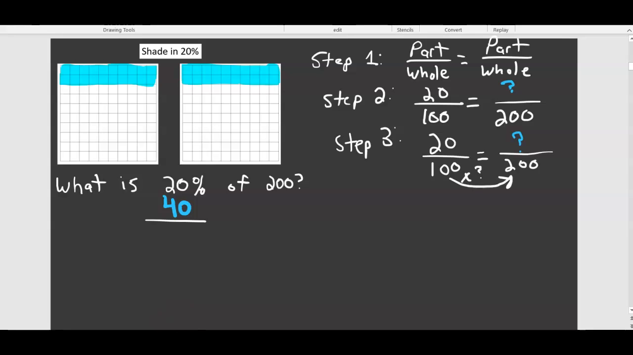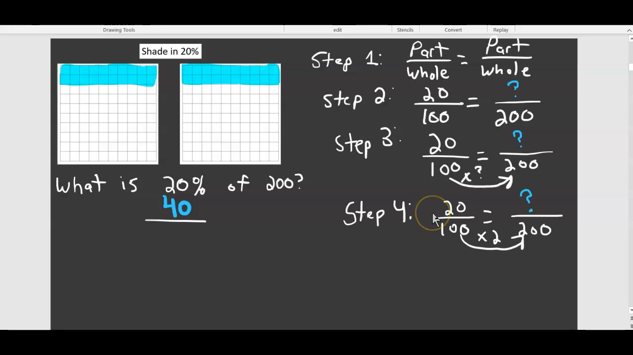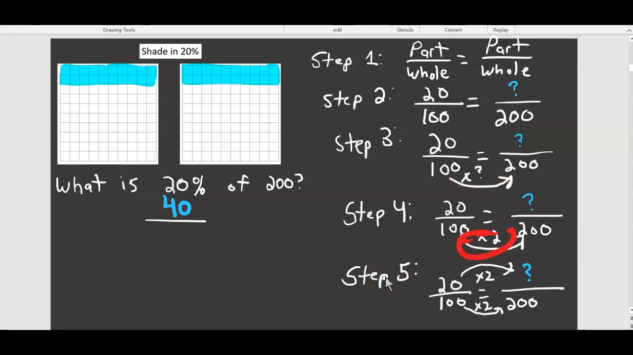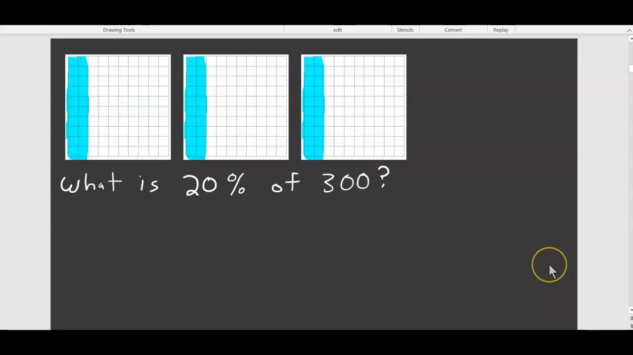Well, we can do this. If you don't want to draw pictures, if you get really big, weird numbers, you're not always going to be able to do this nice and easy picture stuff. And who wants to draw these boxes all the time anyway? I like thinking of them in my head, though. You might. But we say, okay, 100 times something equals 200. Well, 100 times 2 is 200. So we do whatever we do to the bottom, we're going to do to the top. And 20 times 2 is, well, what do you know, 40.